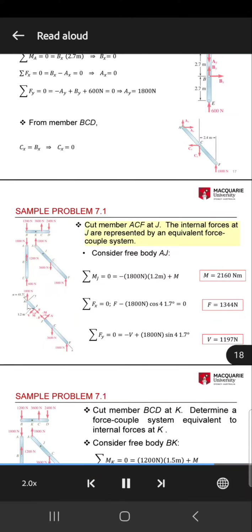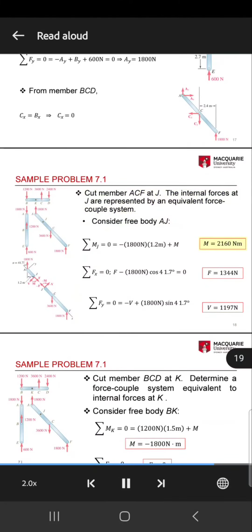Free body diagram of the portion JF of member ACF. Cut member ACF at J; the internal forces at J are represented by an equivalent force system. Consider free body AJ: M equals 2100, V equals 1340, F equals 1197 N.